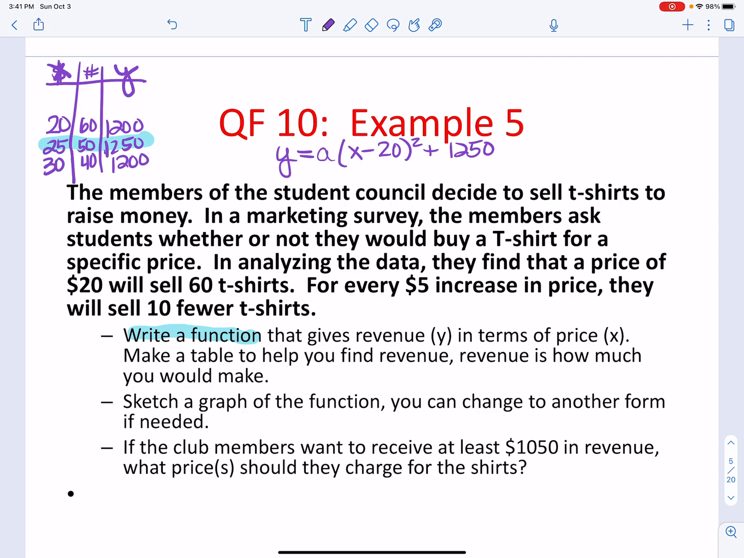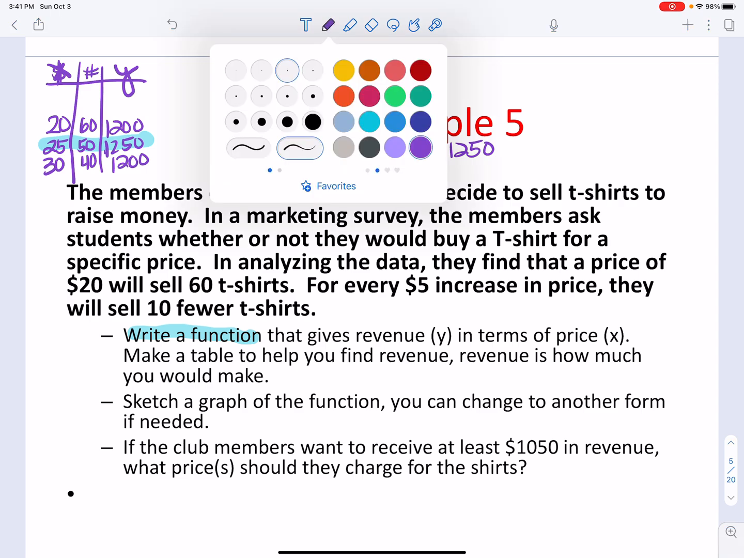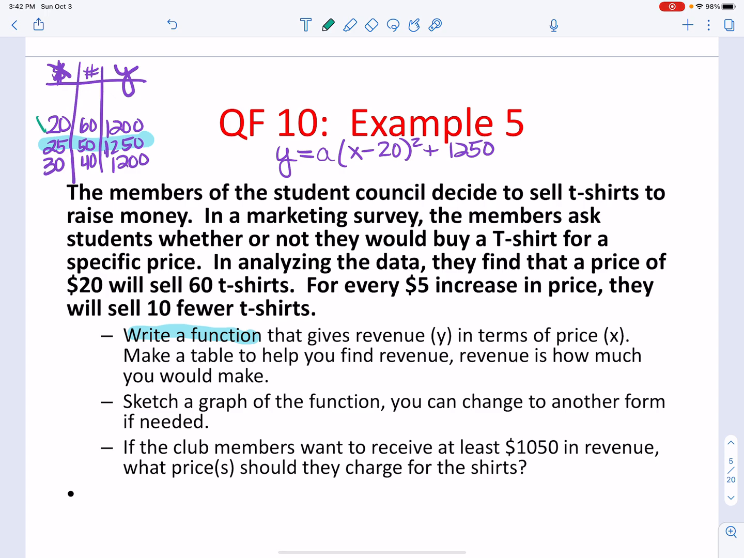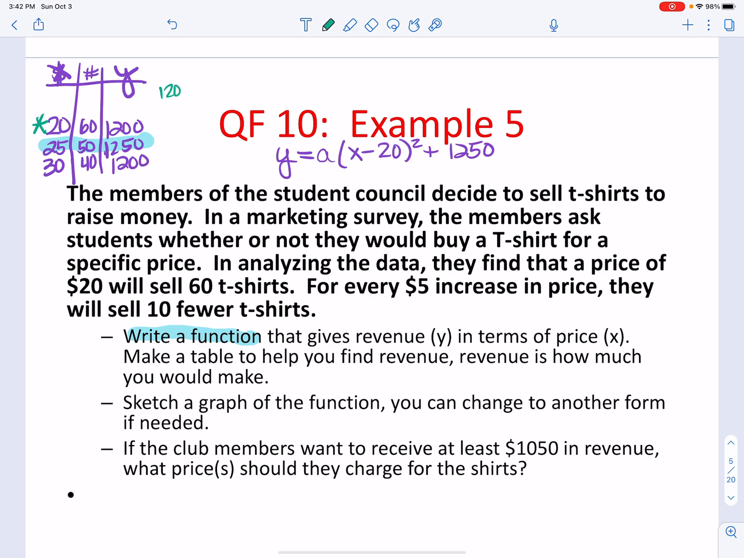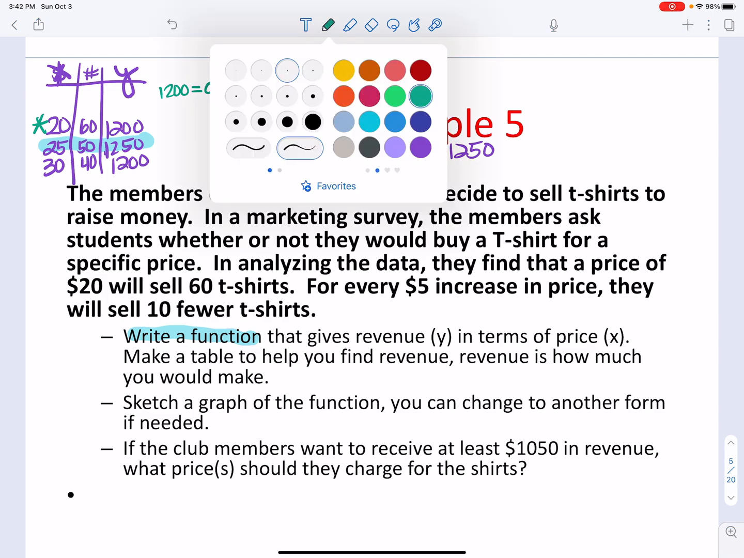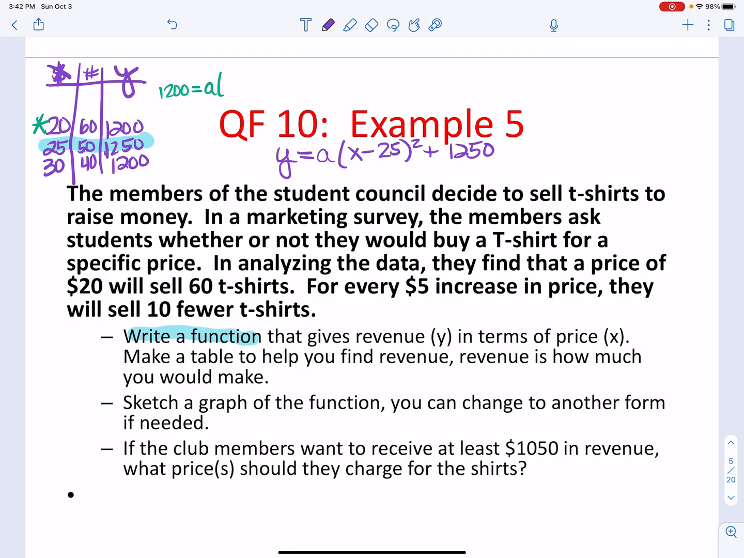And so the only thing I need is an a value. So I'm just going to plug this point in. So I'd have 1,200 equals a times, oh, that should be a 25. Good thing I caught that. That's terrible because 25 is the vertex, right? 25, 1250. Good morning to me. a times (20 minus 25) squared plus 1250. So I'm going to minus 1250 and get a negative 50. And that's 5 squared, so that's 25a. So I'm going to divide by 25. And my answer is a negative 2.